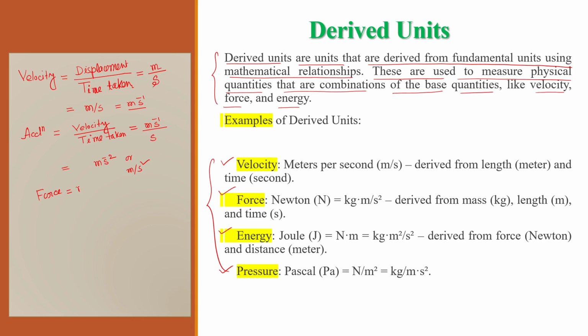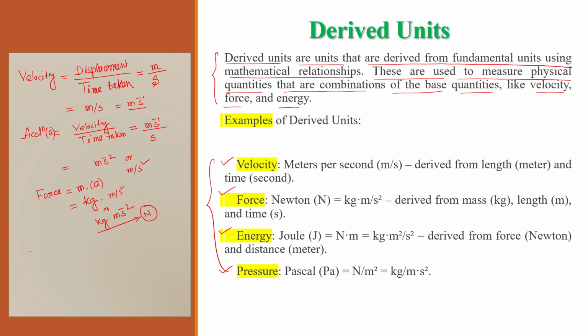Now force equals mass into acceleration. The unit of mass is kg, and the unit of acceleration is meter per second square, or we can express it as kg m s to the power minus 2. So this is basically represented as Newton, according to the name of the scientist.